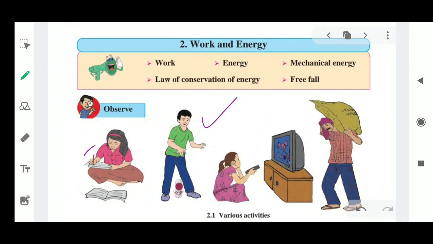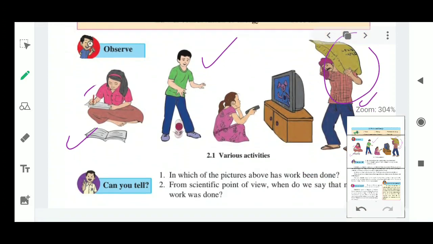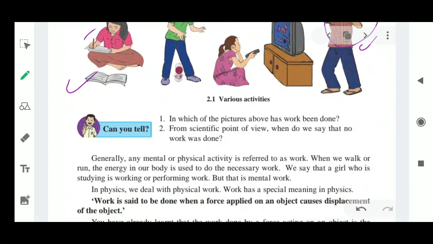And in the fourth case a person is walking with a bag on his shoulder. So in the second and fourth case there is a physical activity, and in the first case there is a mental activity. So students, here they ask you in which of the pictures above has work been done. So in all the pictures work has been done.